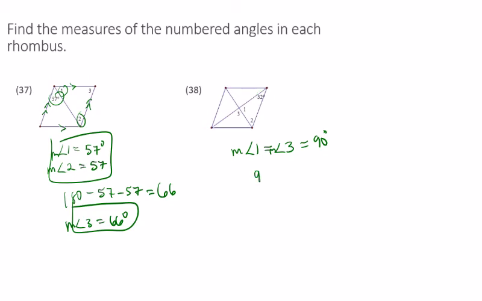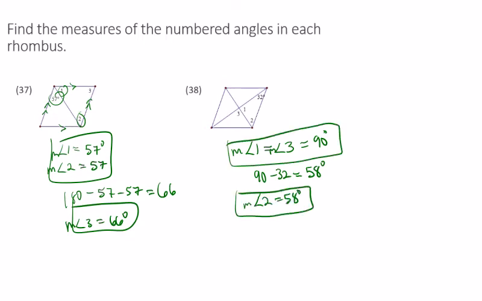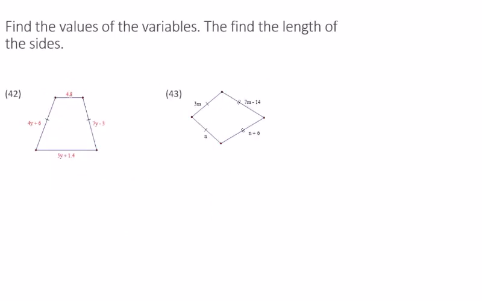so I can just do 90 minus 32, or I could do 180 minus 90 minus 32. Either way, it'd be the same, right? And it'd be 90 minus 32, and 90 minus 32 is 58. So that's what angle 2 is, measure of angle 2, 58. All right, and the next one, we're trying to find the value of the variables and find the length of the sides, okay? I think this should say then find the length of the sides.